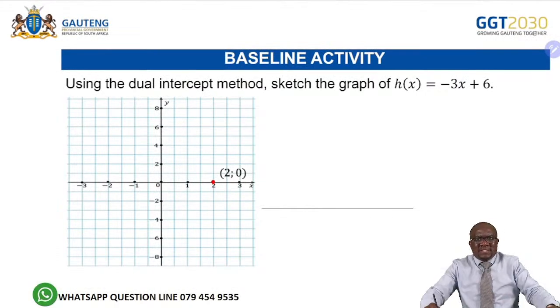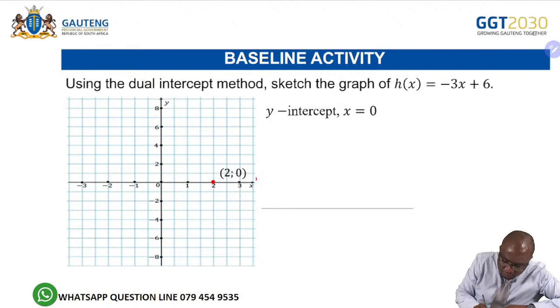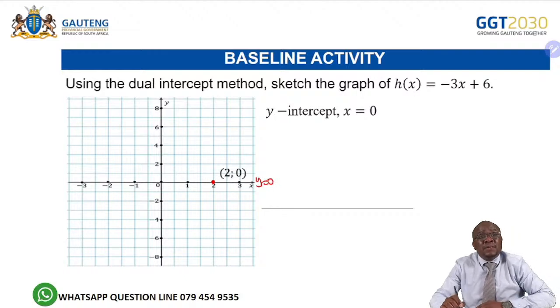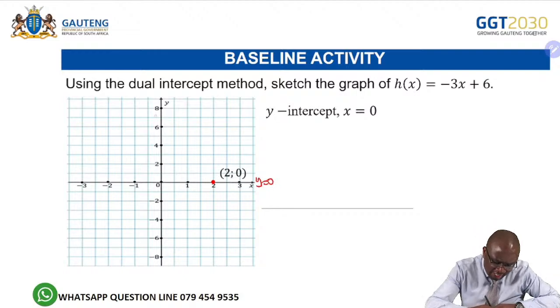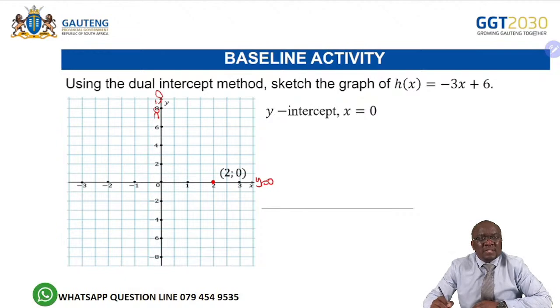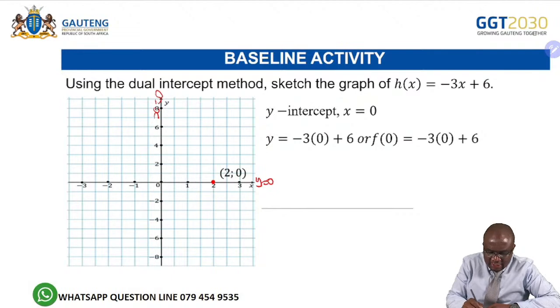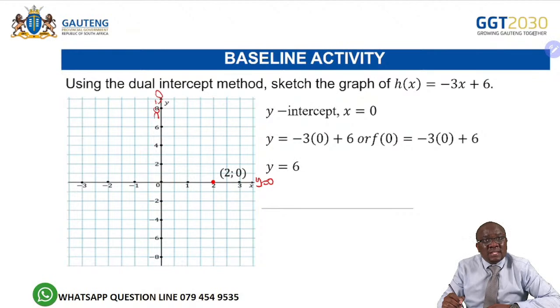Well done, learners. Well done. Now, let me just give you the solution. For the y-intercept, x is equal to 0. Remember we said y is equal to 0 along the x-axis, but along the y-axis, x is equal to 0. So that's why when we're finding the y-intercept, where there's x, we put 0. Then what do we get? We're getting that y is equal to 6. If x is 0, y is 6.